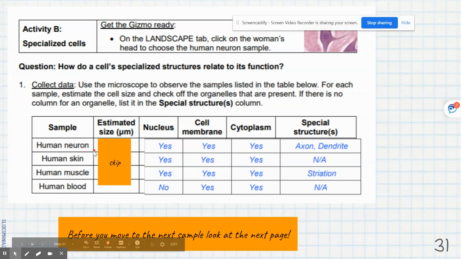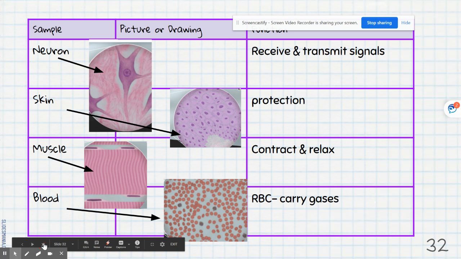Then here we're looking at the different features of those 4 cells that we have to be familiar with: the nerve, the skin, the muscle, the blood. They have nuclei, all of them except the blood cell. They have cell membranes, they have cytoplasms, and then some special structures that were noticed. Then you were supposed to draw or take a screenshot of what those look like.